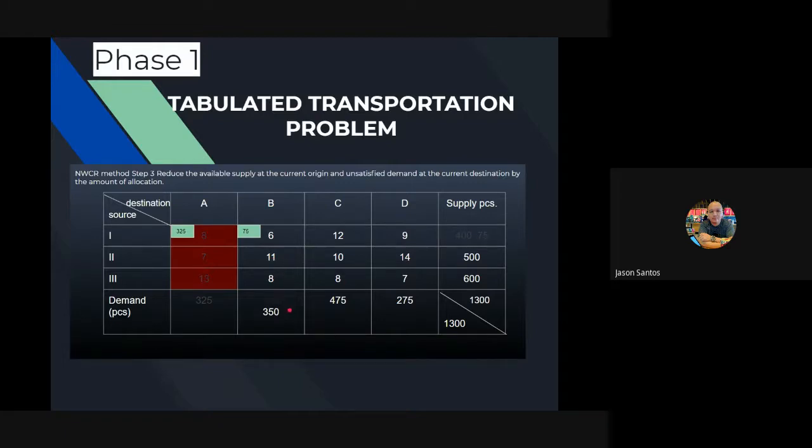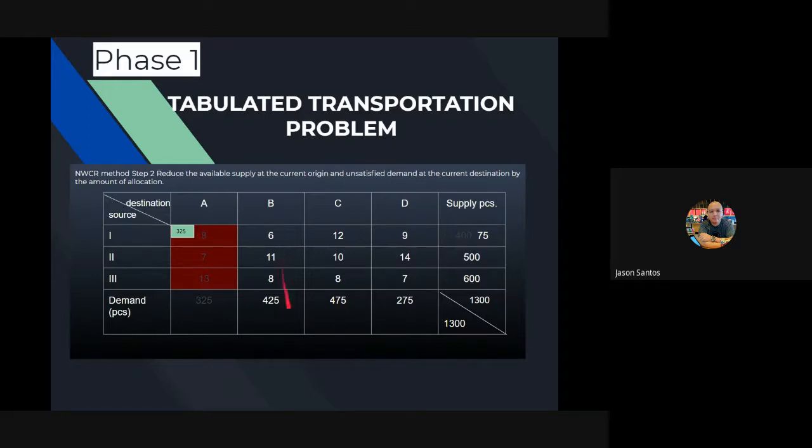Next, we go to the next block, which is source 1, destination B. Earlier, as you can see, we still have the remaining 75 pieces of supply, and then we plotted it here. Why did we choose 75 over 425? Again, you would have to choose the lower amount.